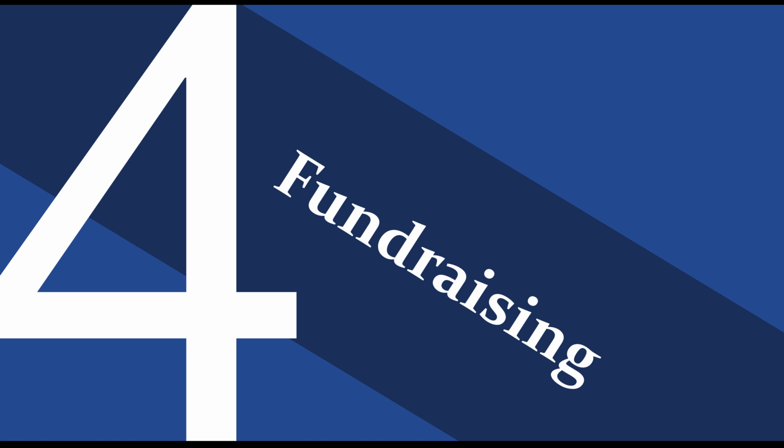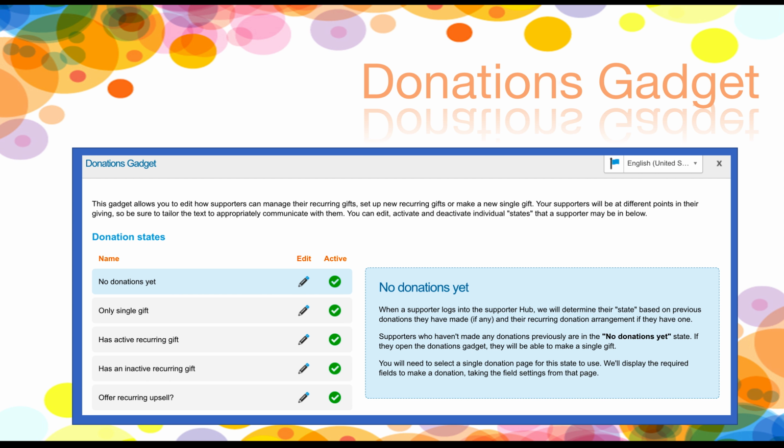Next, we're going to talk about the fundraising gadget. So the donations gadget is something you just drag onto the page, just like the My Impact, the subscriptions, and the profile information. And it's a little more complicated, but basically what Engaging Networks is looking to do is when your donor logs into the hub, it's going to look to see if they've made donations previously. So it's basically assigning a state to these supporters. Are they making recurring gifts? Have they only made single gifts? Have they never made a gift at all? If they make a recurring gift, is it still active or has it become inactive?